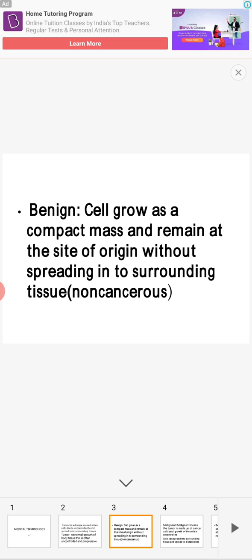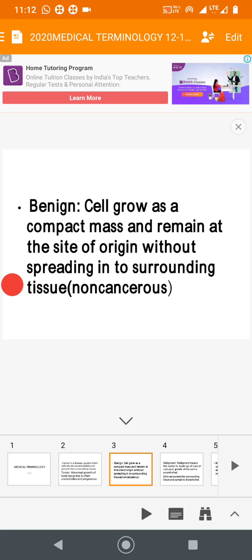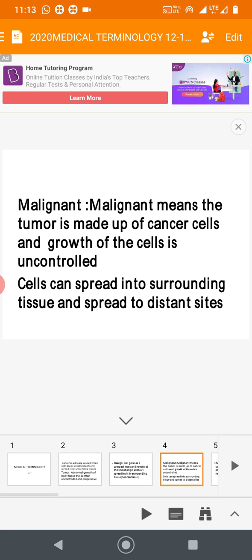Okay, infiltration we will call it. It is also called metastasis. Metastasis means it gives birth, it invades into other tissue. So a benign cell grows as a compact mass and remains at the site of origin without spreading into surrounding tissue. Benign, you can say, is mild. It is usually encapsulated. Okay, most of the time it will not do much harm. So without spreading. So what is malignant?